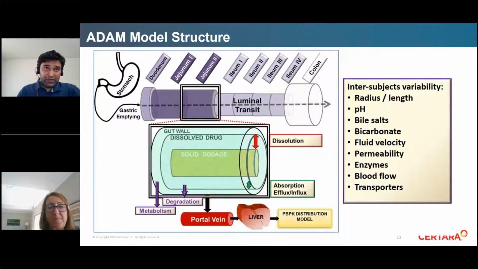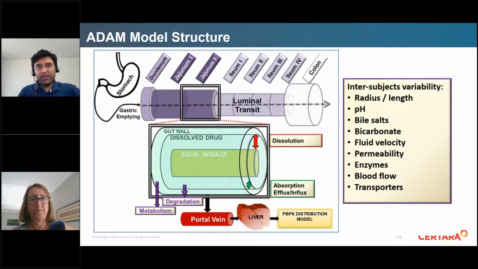But while the formulation is going through the GI tract, it can get dissolved. Then the dissolved drug can get into the gut wall depending on the permeability. It can get metabolized. Whatever is remaining can get into the portal vein and then the liver, and then into the general systemic circulation, where we generally measure the pharmacokinetics for a systemically acting drug. As you can see here, the dissolution, precipitation, absorption, and metabolism are all going on at the same time in all the segments, depending on where the majority of the drug is. And that makes the model really mathematically complex.